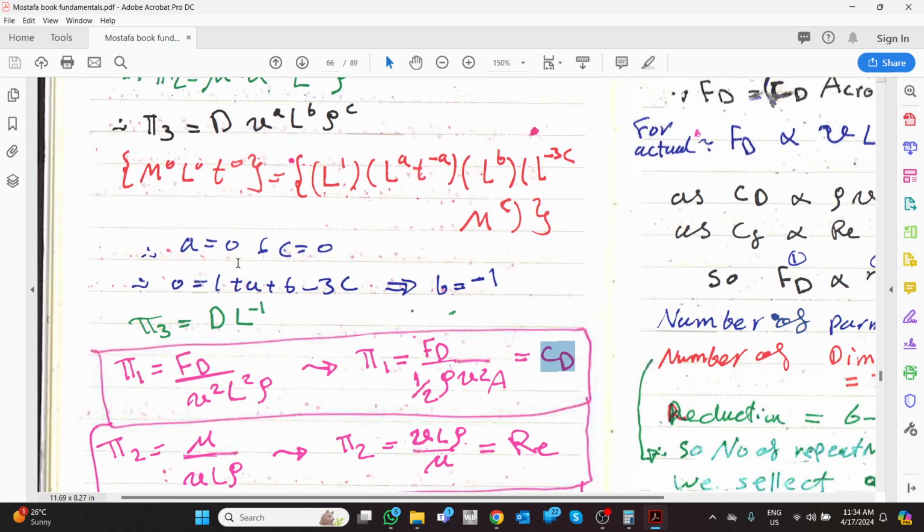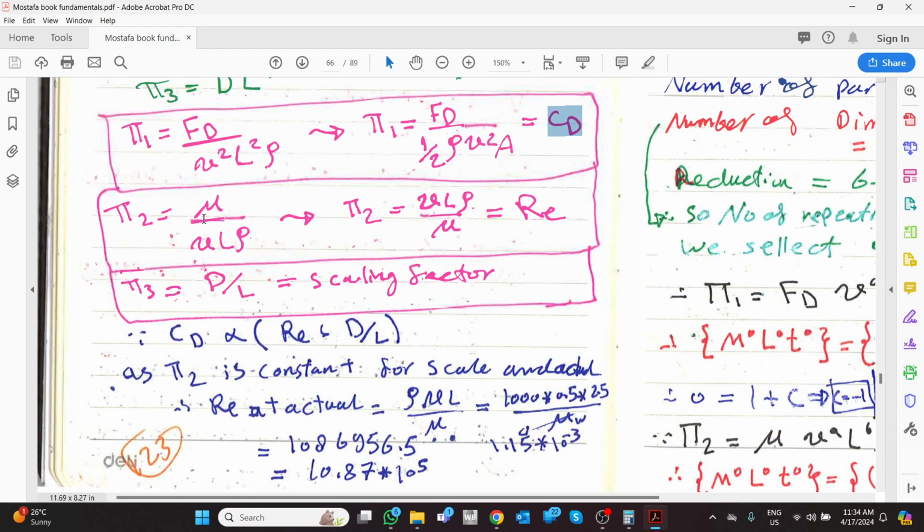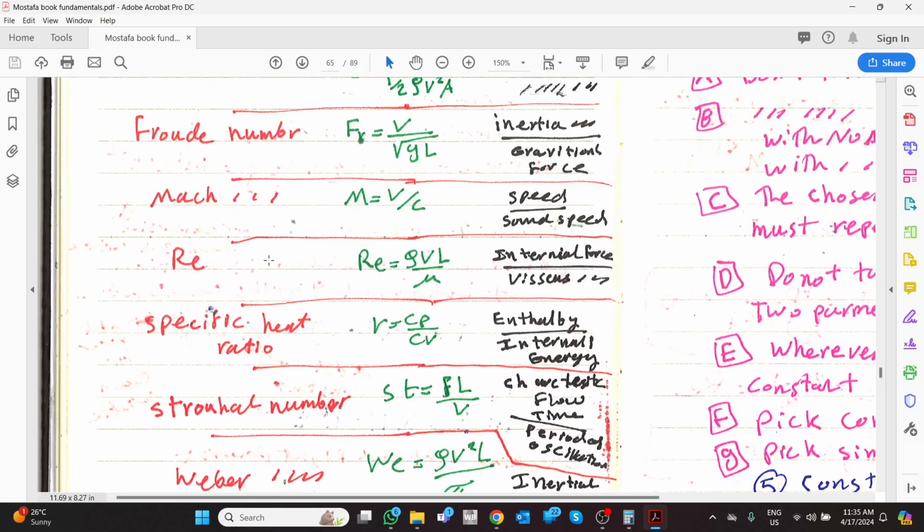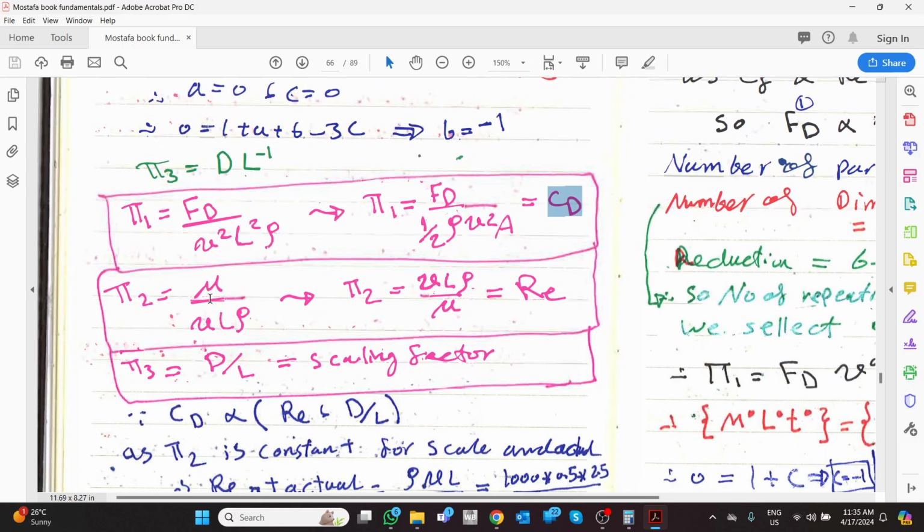Again, regarding pi 2, which is equal to mu over V L rho. Wait a second. So mu over V L rho, going to the dimension, rho V L over mu, it is 1 over Reynolds number. But we know that we can take the inverse of pi 2, and still it will be pi 2, still dimensionless. We can say pi 2 is equal to the Reynolds number. And this one is the scaling factor. It is very simple.